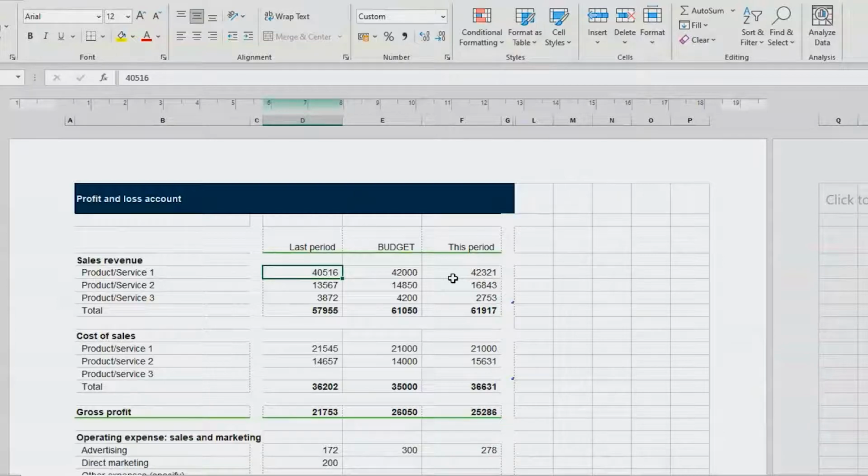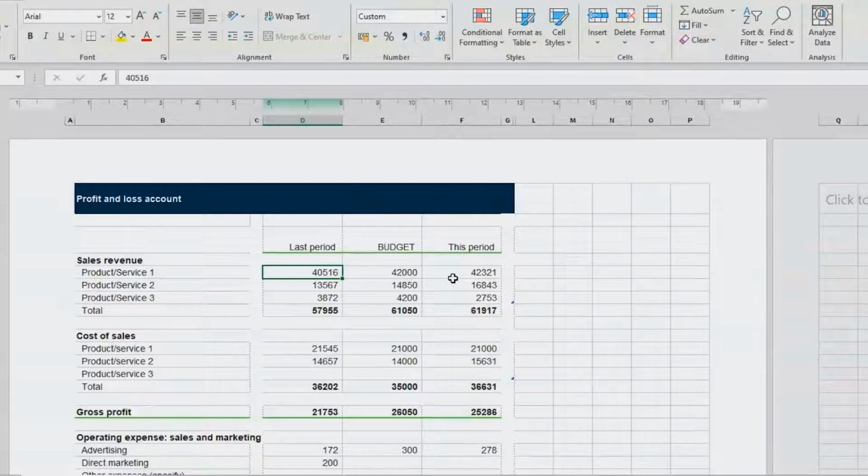However, if you look at the figures in a little bit more detail, you can see that obviously product service 1 has done incredibly well. Product service 2 has also performed much better than anticipated and on last year's figures. However, product or service 3 has done less well.